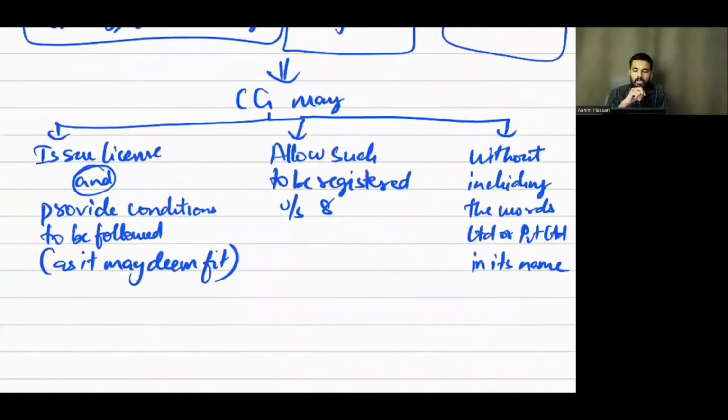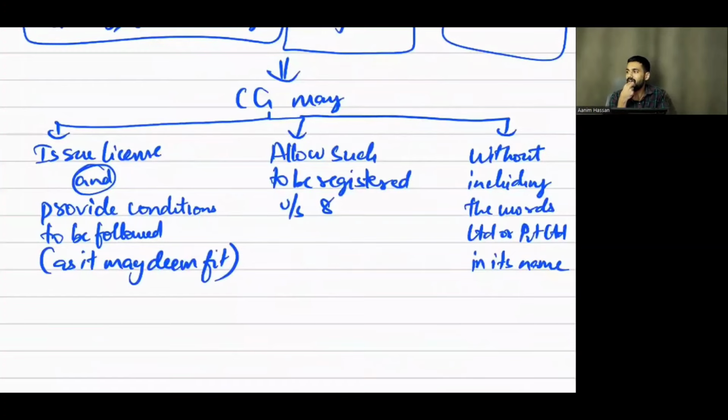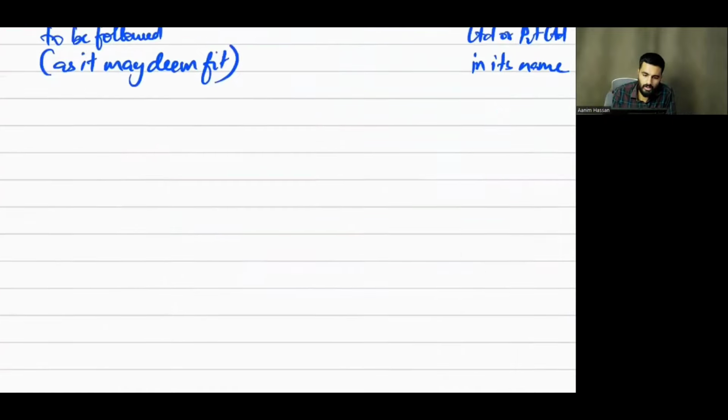Yes, and CG may issue license and CG may provide conditions to be followed. CG may say that these are the following conditions you have to follow. It's not mandatory. If CG thinks so, CG will give conditions. Then CG will allow it to be registered under Section 8, and it doesn't have to include the word limited or private limited in its name.